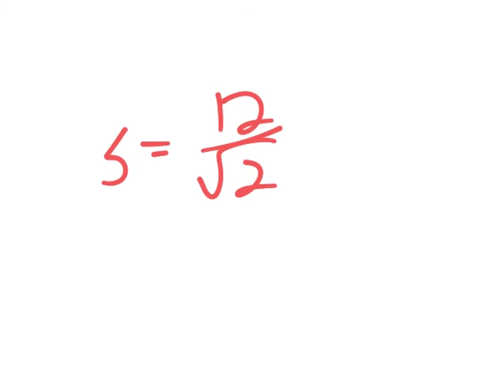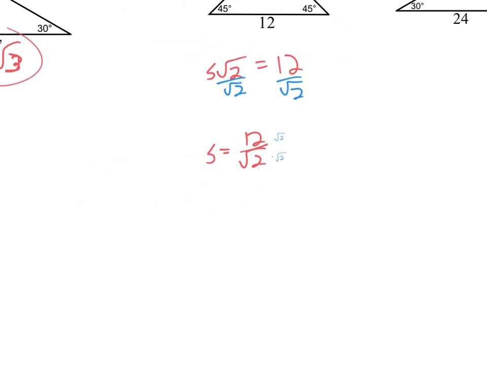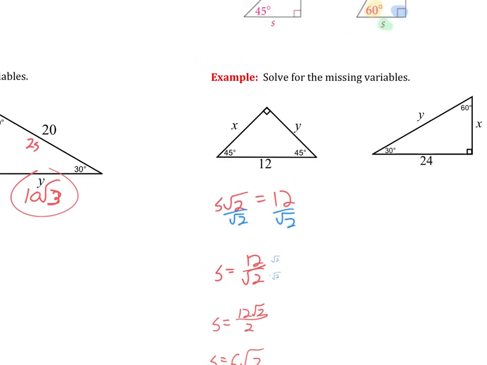Right now I'm not too thrilled about having this radical in the bottom, so we're going to rationalize our denominator, meaning multiply top and bottom by that radical. If I'm multiplying top and bottom by the same thing, I'm technically just multiplying by 1. I'm just being clever on how I write that 1. So this becomes s equals 12 rad 2 over a plain old 2. And 12 over 2 is 6, so 6 rad 2. So x and y are both the exact same value here, 6 rad 2 for each.